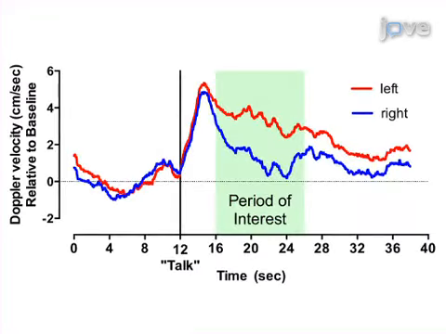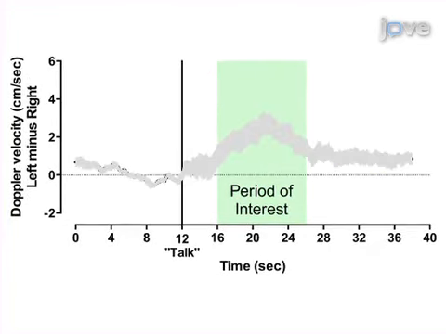The third step of the procedure is to extract the average Doppler signal from the left and right hemispheres over a period of interest in which the language task was performed. The final step of the procedure is to examine the difference in left and right activations to extract a laterality index. Positive values indicate left lateralization and negative values indicate right lateralization.